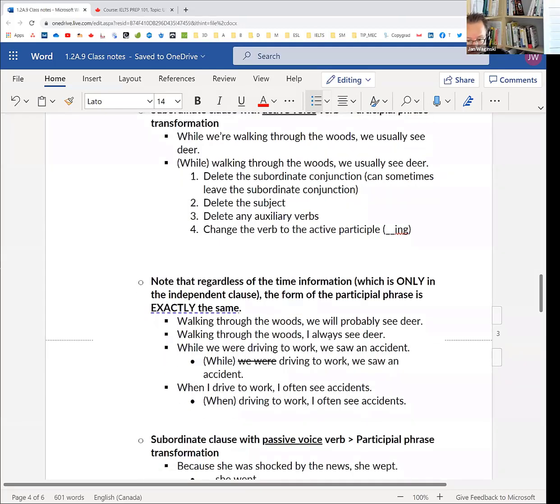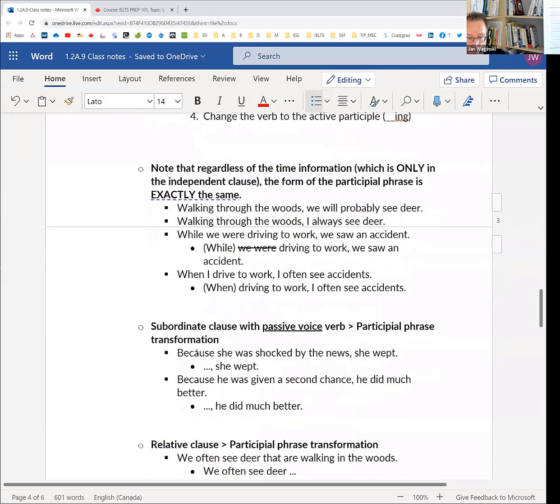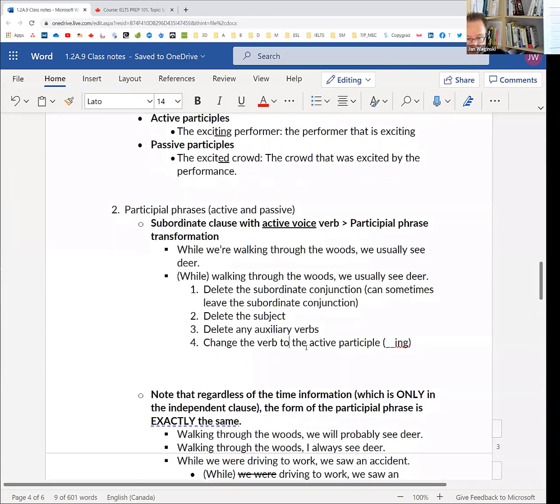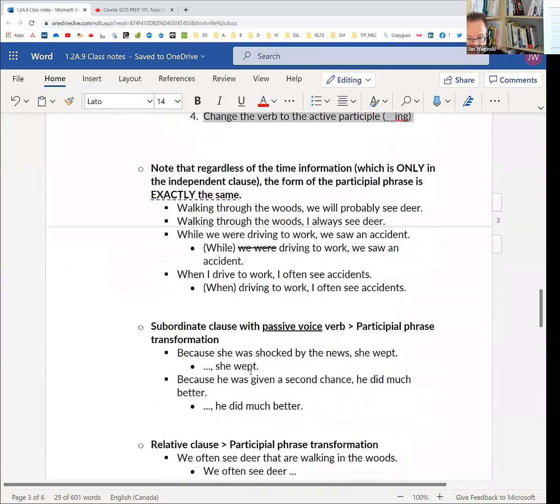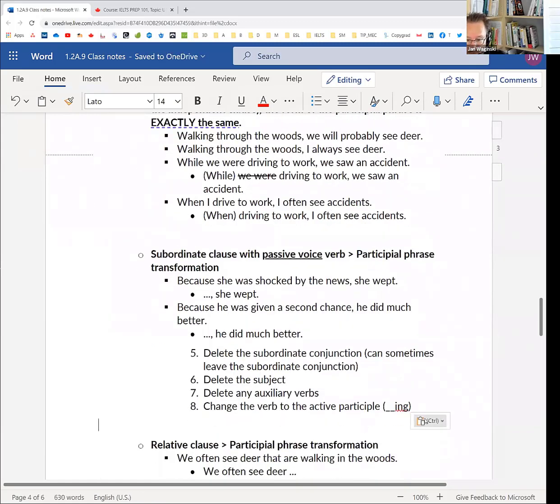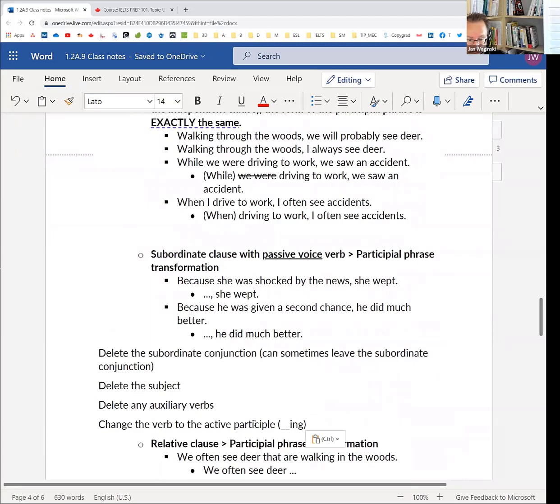Passive voice. Because she was shocked by the news, she wept. So you're doing the exact same 4 steps, except we're using the passive participle instead of the active. Okay, I'll just write those here. Oops, can we restart the numbering?